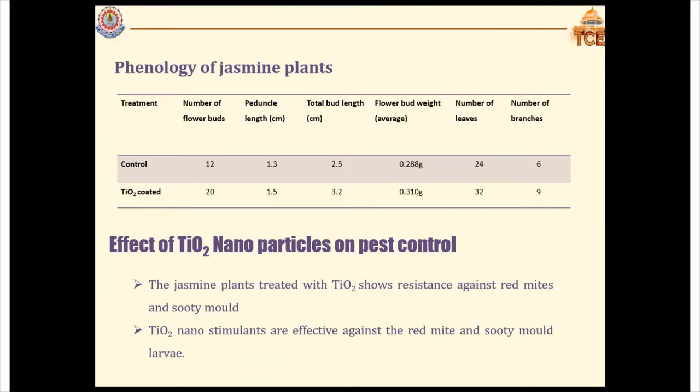Then, TiO2 nanoparticles have a positive effect on pest control in jasmine plants. The plants treated with titanium dioxide have shown resistance against red mites and sooty mold, which are the two pests that disturb the growth and yield of jasmine plants, and the titanium dioxide is effective against the larvae of red mite and sooty mold.